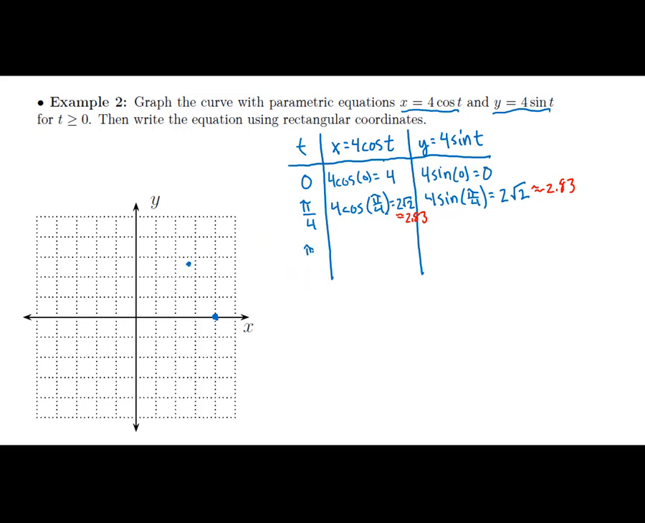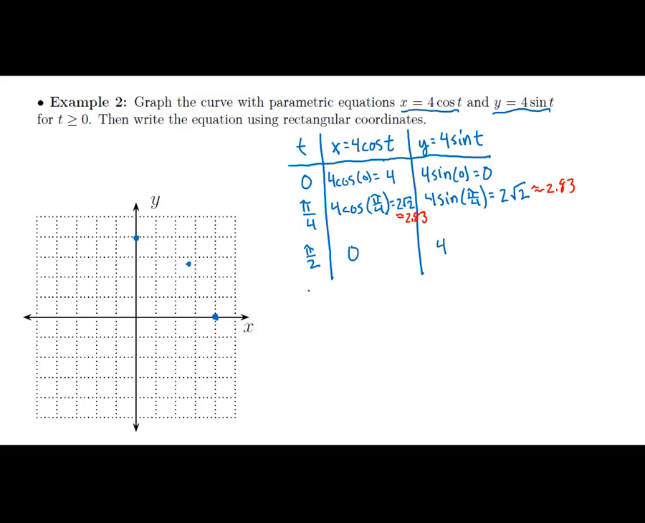So let's try pi over 2. I'm not going to do all the detail work here, but if I plug pi over 2 in for cosine, I get 0. And when I plug pi over 2 in for sine, I get 1. So that's 4 times 1 is 4. So now I'm at (0, 4).